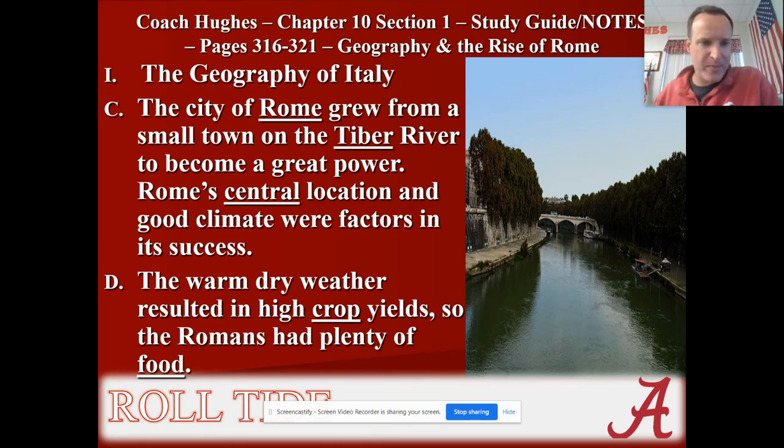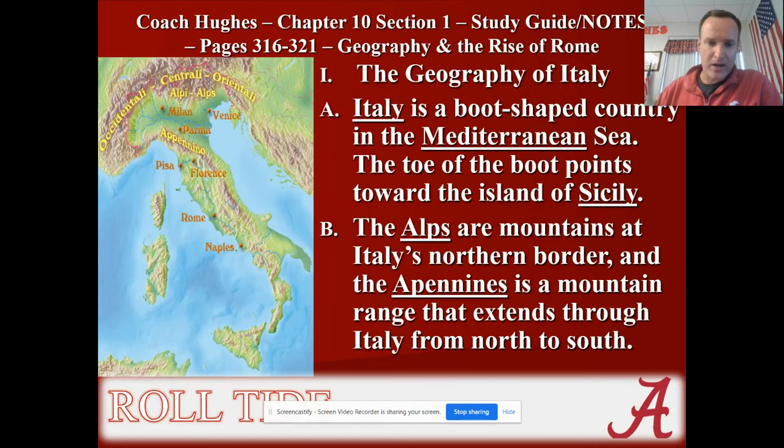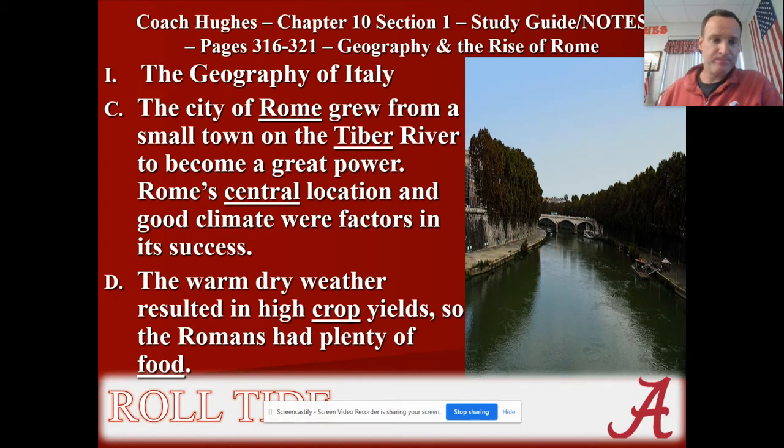And the good thing about this is Rome's central location. If we go back a slide or two, Rome is like the kneecap of this boot if you're looking at this picture again. So it's a central, good location. It is away from the Apennine mountain range, on the western side of the boot that we know as Italy. Okay. Rome's central location and good climate were factors in its success.